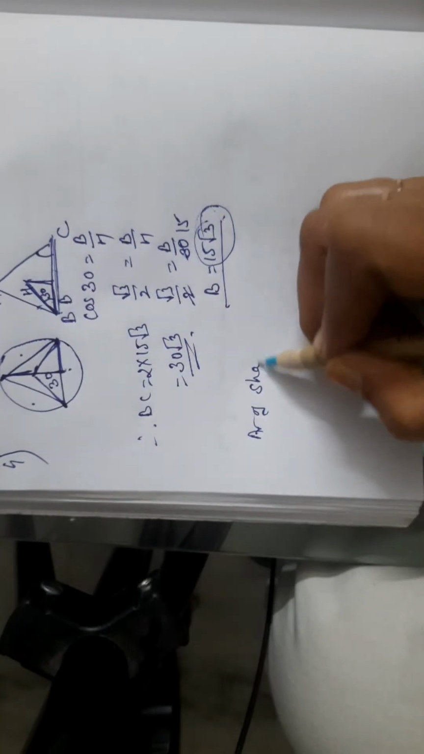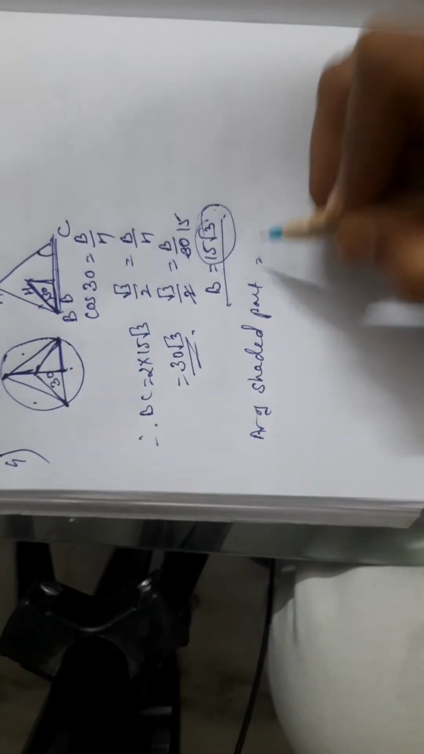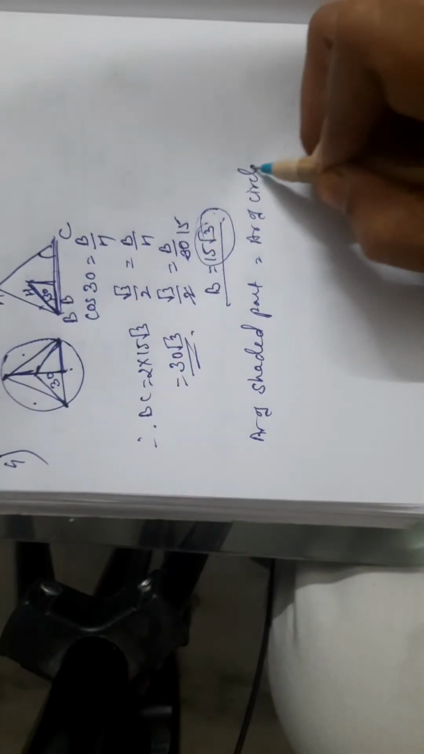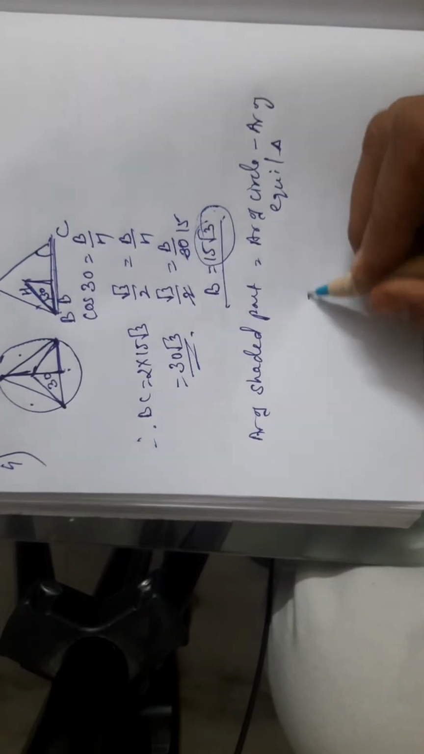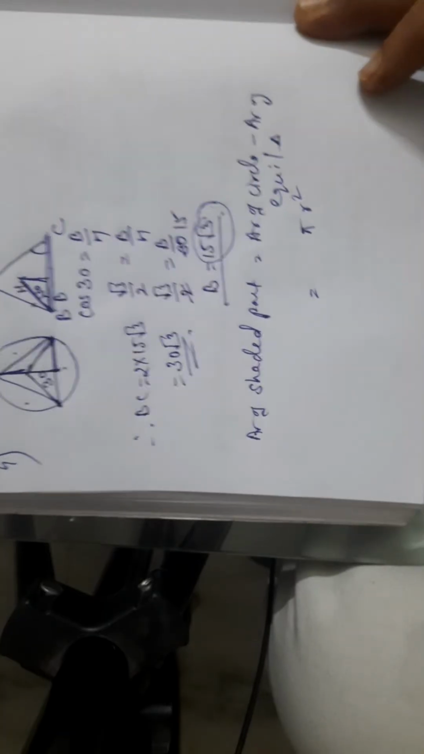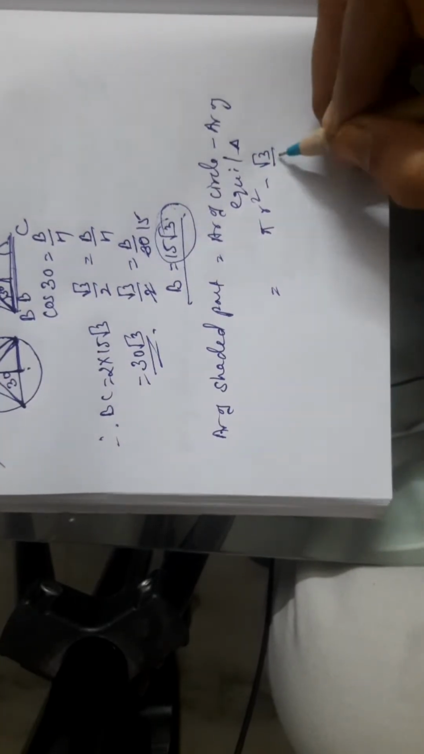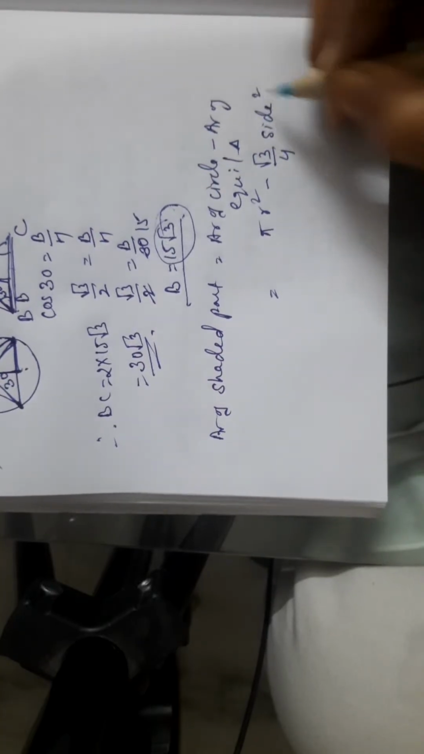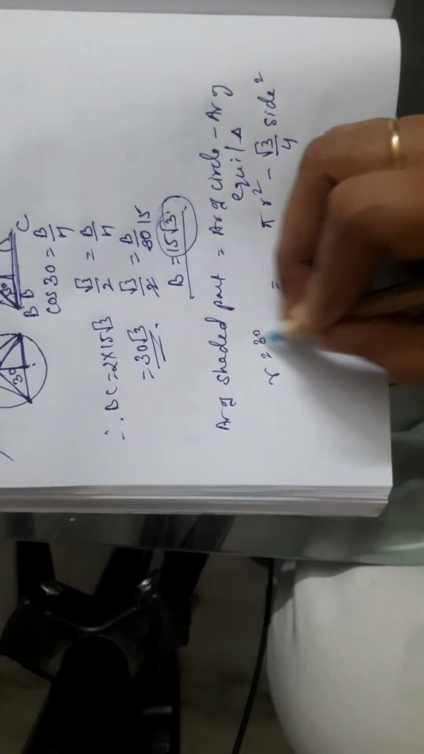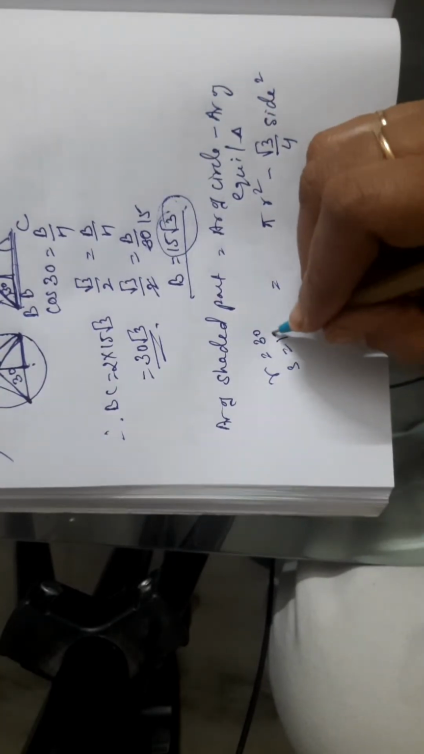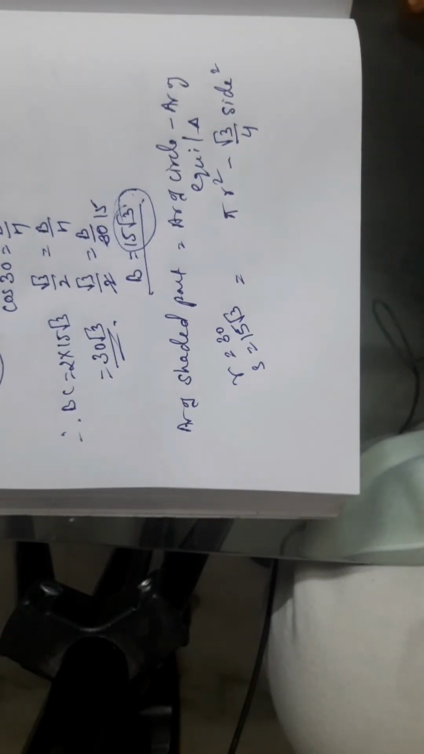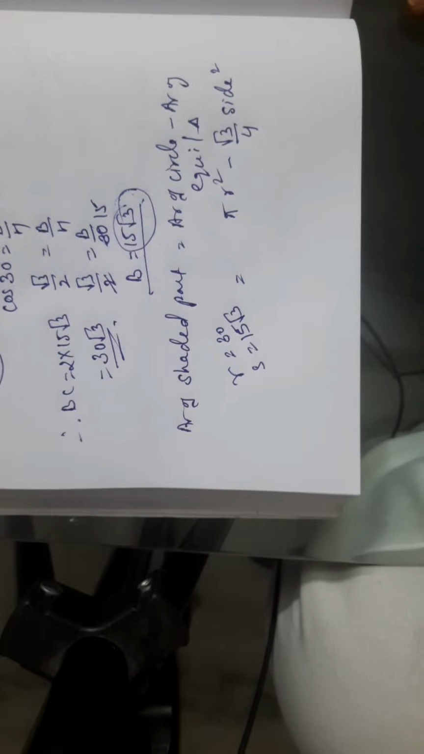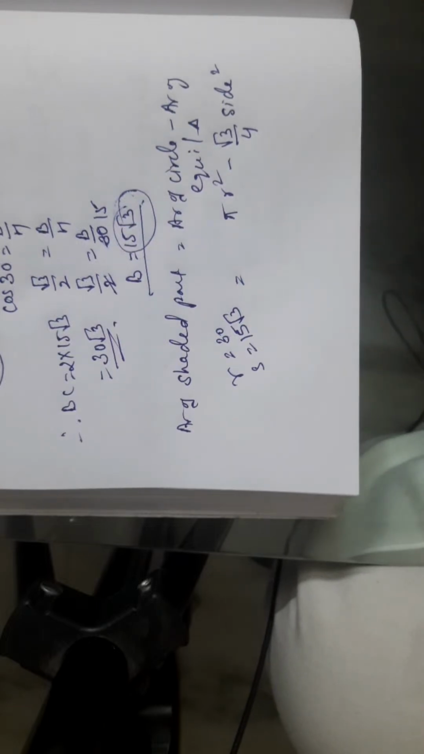Area of shaded part is area of circle minus area of equilateral triangle. For the circle it is pi r square. For the equilateral triangle it is √3/4 side square. Here the radius is 30. The side of the equilateral triangle is 15√3. Okay, will you calculate and give the answer to me? I'll wait for some time to find the answer. Complete this calculation and tell me the answer fast.